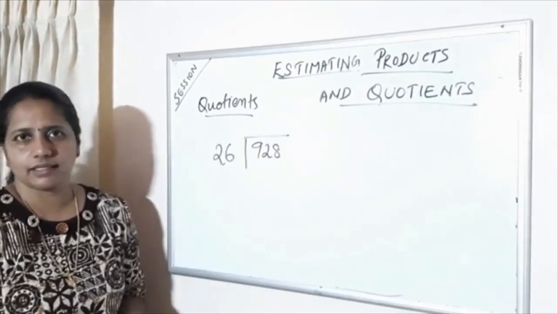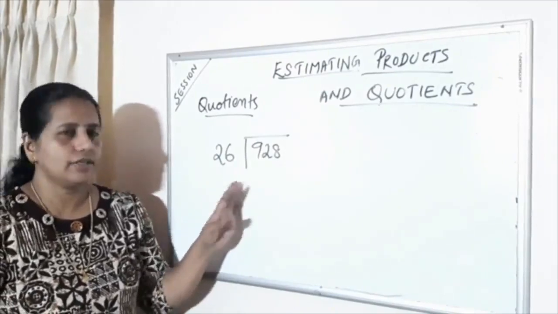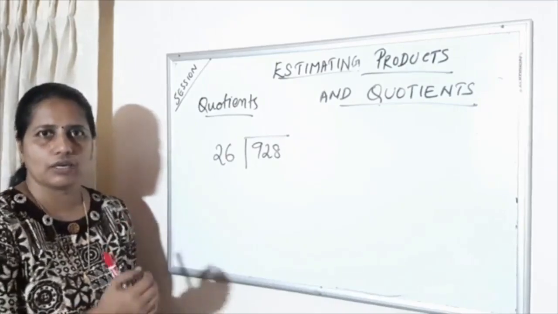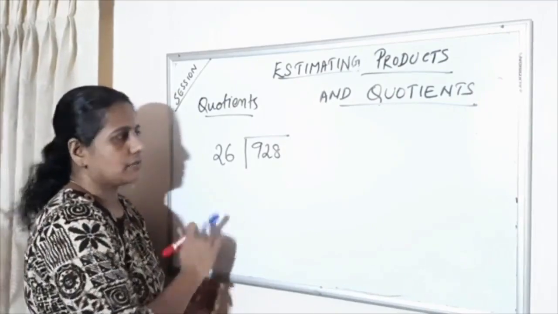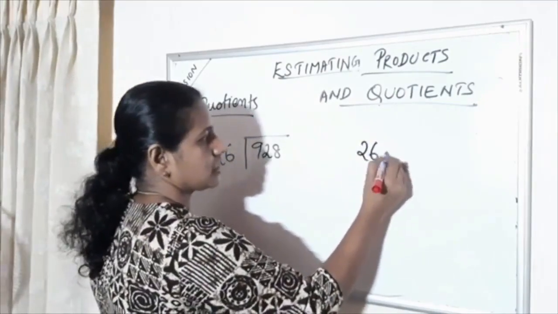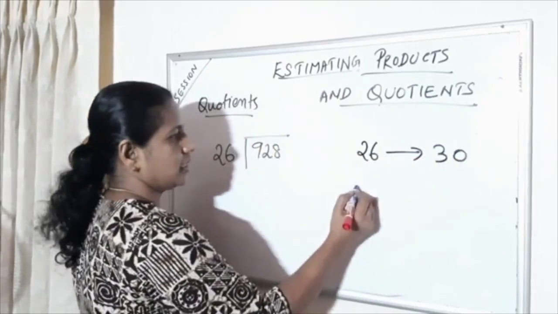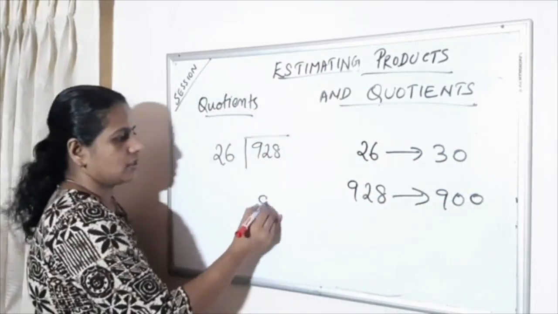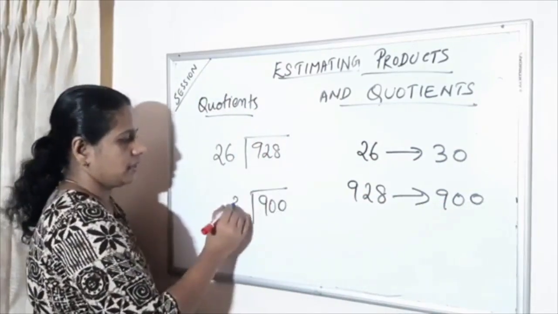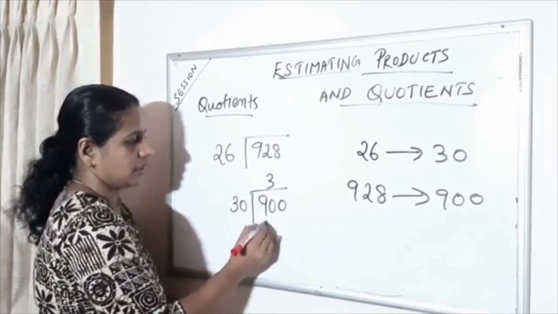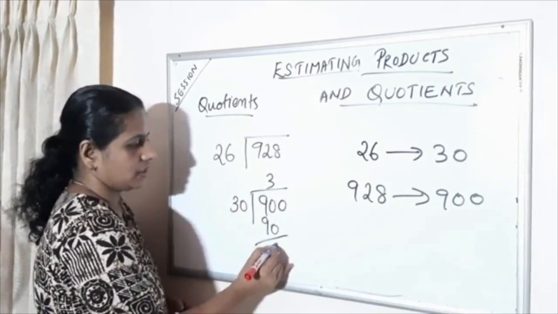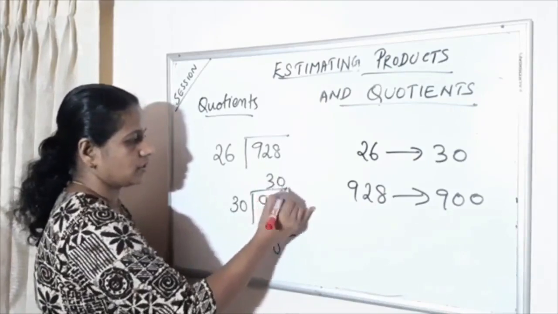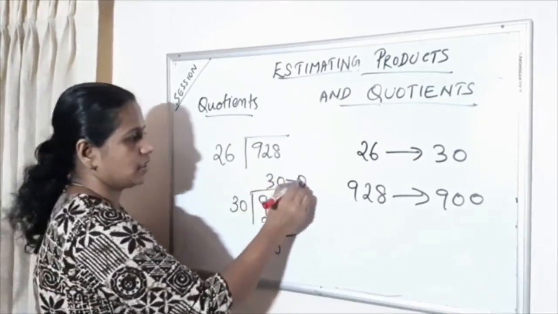Here in multiplication and division we are estimating the given numbers separately. In addition and subtraction we take the numbers together and count the digits. Here we are estimating separately. That is, 26 estimated to 30 and 928 estimated to 900. So 900 divided by 30, then nothing is there to carry down, so write the zero here. So our quotient is 30.